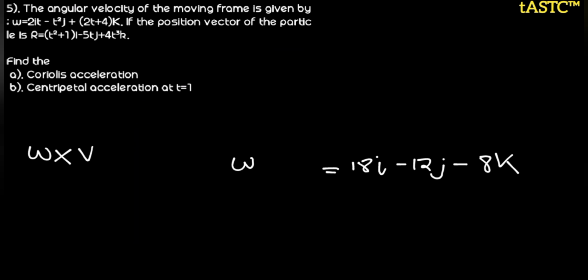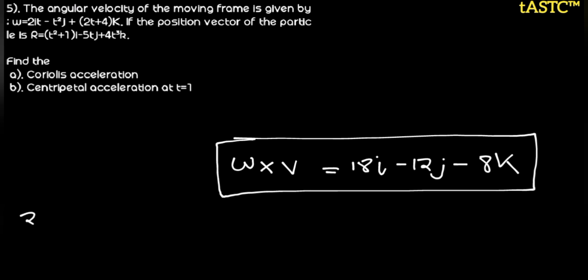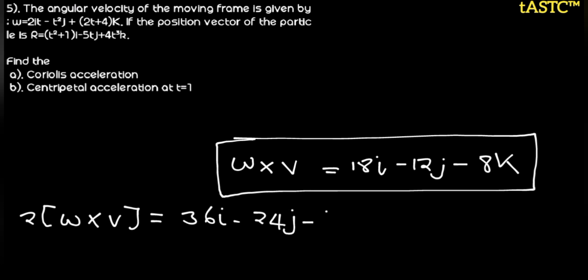So we know that omega, with the cross product rather, of v is equal to this stuff. And the final step is we need to take this and multiply it with a 2. So 2 multiplied by the cross product, that is going to be 36i, and here we're going to have a 24j, and that will be minus 16k. So this is the Coriolis acceleration. That is the first answer to this question.